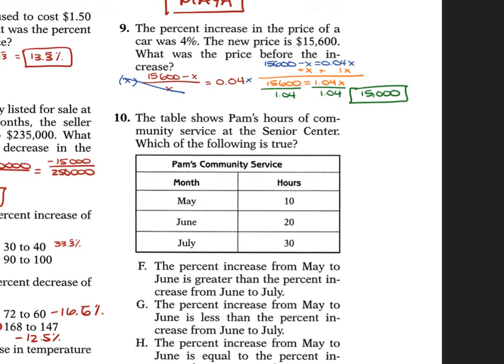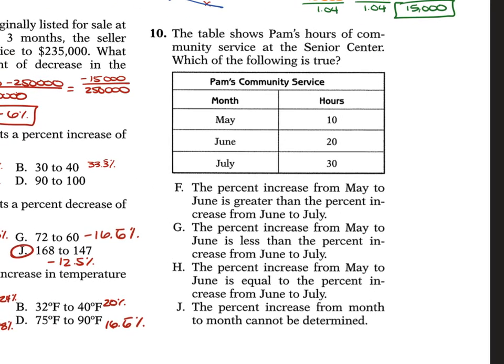For 10, it says the table shows Pam's hours of community service at the senior center. Which of the following is true? So F says the percent increase from May to June is greater than the percent increase from June to July. So from May to June, that would be 20 minus 10 over 10, or new minus original, over original. So that would be 10 over 10.